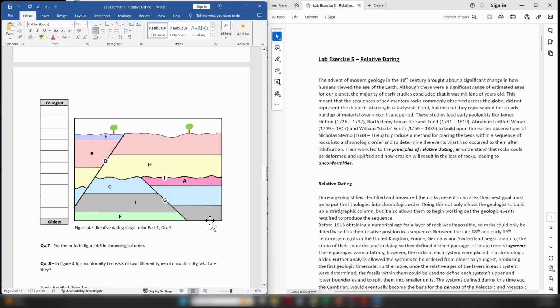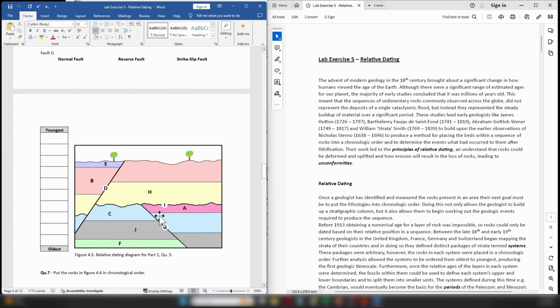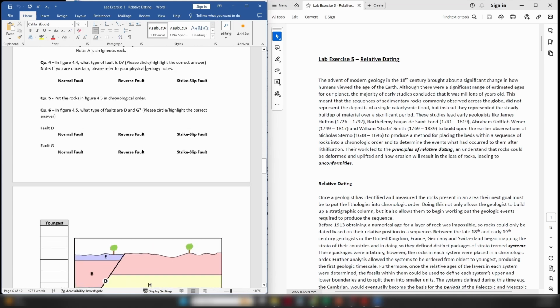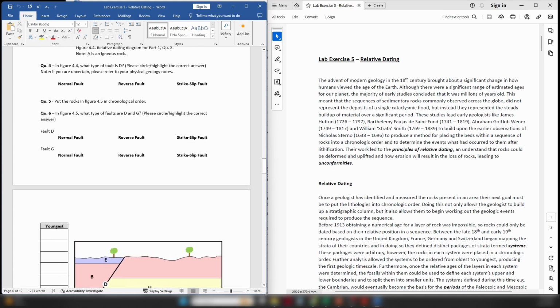Even though the layer of rock F on this side of the fault isn't visible in the picture, we can see that F has clearly been cut by the fault. So you can then employ the principle of cross-cutting relationships, and you can say, right, which one was there first, F or G? So once you've done that for figure 4.5, you can then come to question 6.